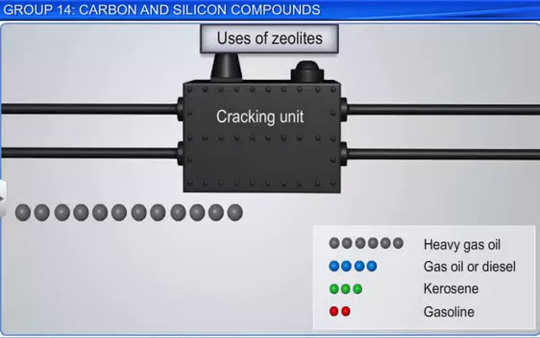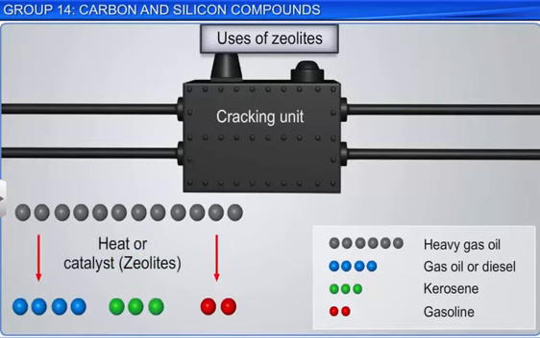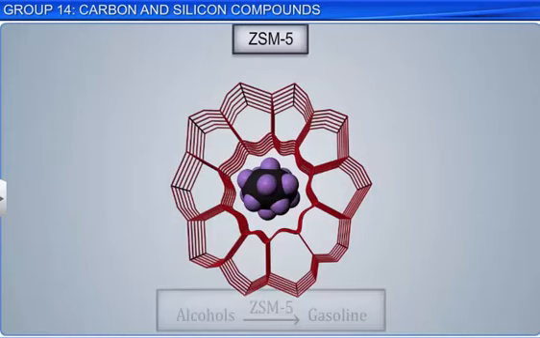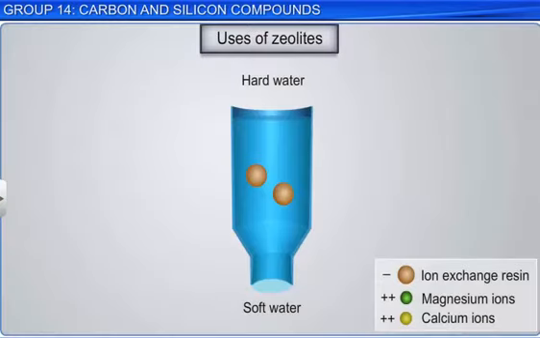Zeolites have a variety of uses. They are used as catalysts in the petrochemical industry, for example, in the cracking of hydrocarbons. They are also used in isomerization reactions. For example, ZSM5, shown here, is used to convert alcohols directly into gasoline. Zeolites are also used as ion exchangers to soften hard water, that is, water with a high mineral content, especially calcium and magnesium ions.